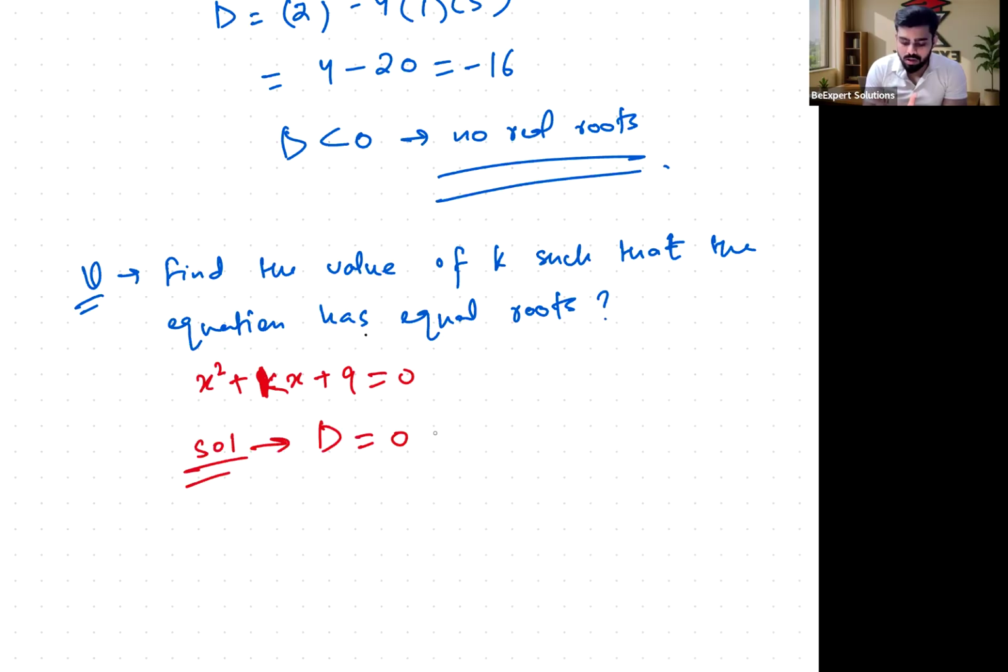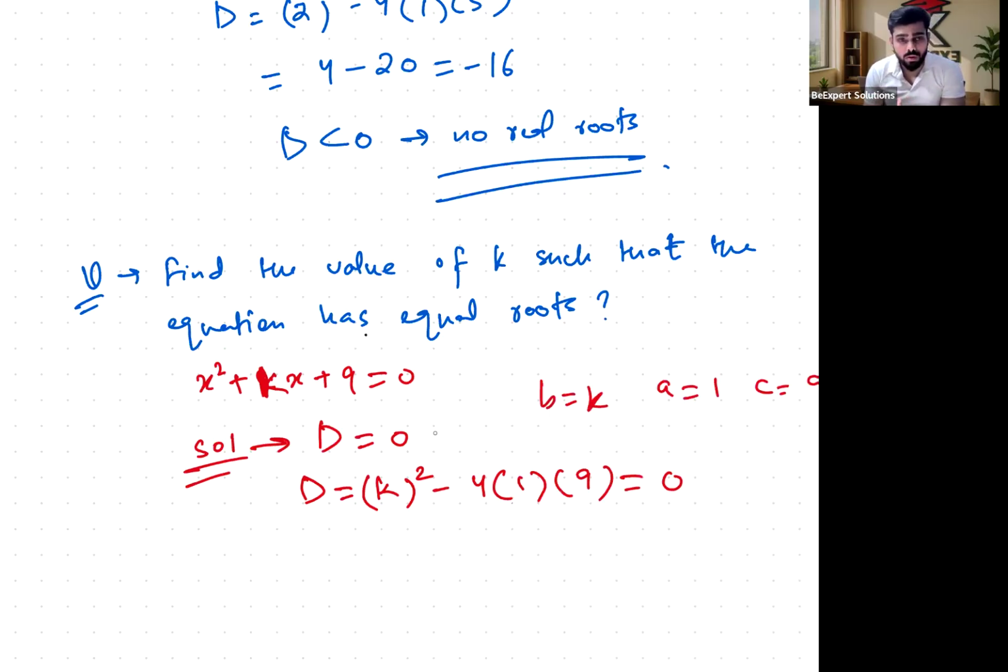Now if D is equals to 0, that means discriminant is what? b square minus 4 times a times c is equals to 0. You need to put, because they said b is k here, a is again 1 here, and c is 9 here. Again you apply in the formula and you equate it equals to 0. That would give you k square minus 36 equals to 0. Then k would be equals to plus minus 6. Why? You take 36 to the other side here, and it would give you positive 36 as k square, and it would be plus minus root 36 then.